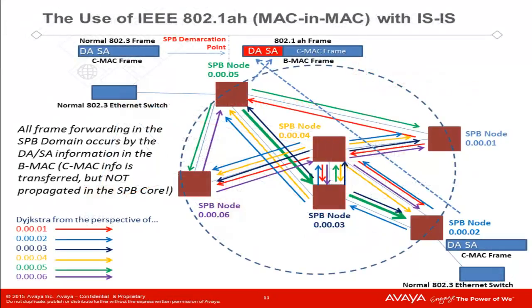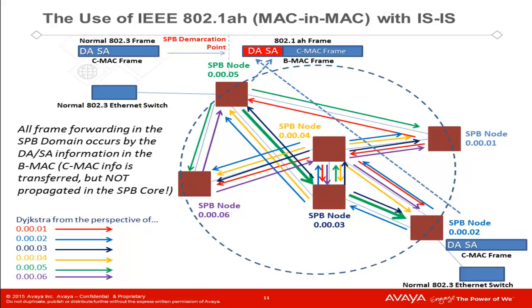Also, each SPB node is identified by an actual Ethernet MAC address known as the BMAC, or backbone MAC address, which is provided by 802.1ah. Each SPB node also runs Dijkstra from its perspective, resulting in shortest path trees to each SPB node within the network. Here we show each tree in a color-coded fashion for clarity.